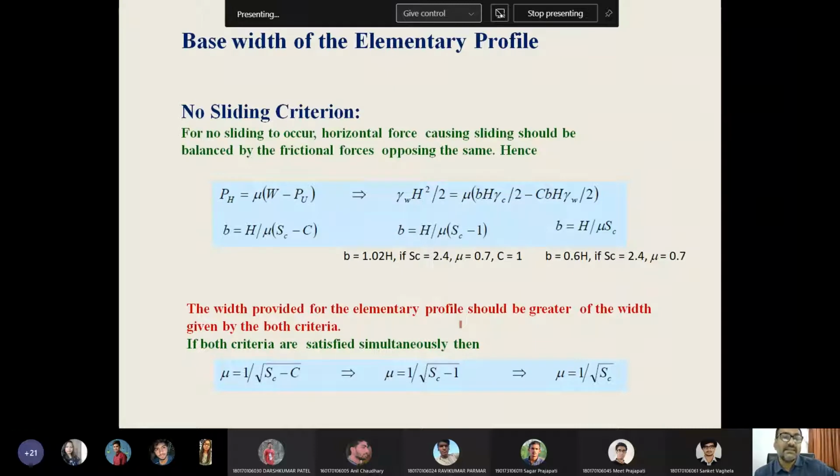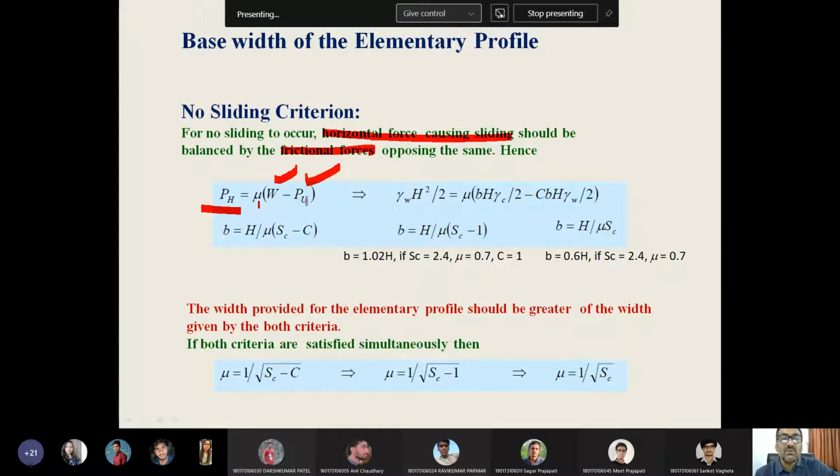Now we take the second criterion, no sliding. For no sliding to occur, the horizontal force PH causing the sliding should be balanced by the frictional forces. We are not considering the cohesion here; we are taking cohesion as 0 because that is on the safer side. So only friction is taken care of, and friction is mu times W minus PU. W is the self weight, PU is the uplift, and PH is the horizontal destabilizing force.